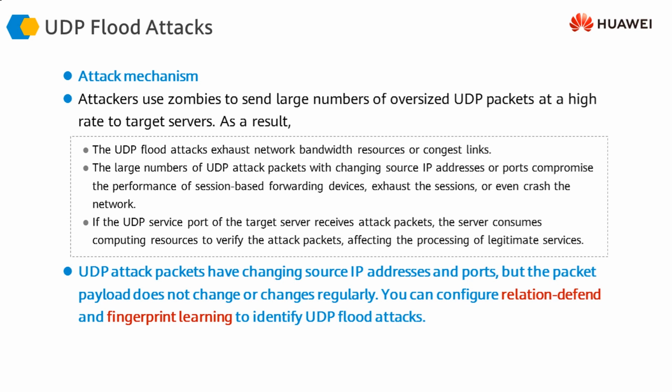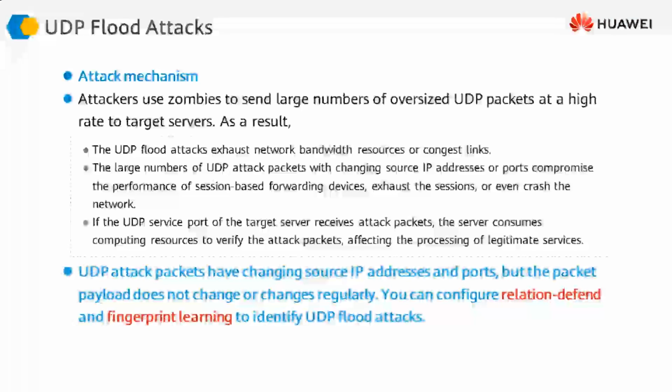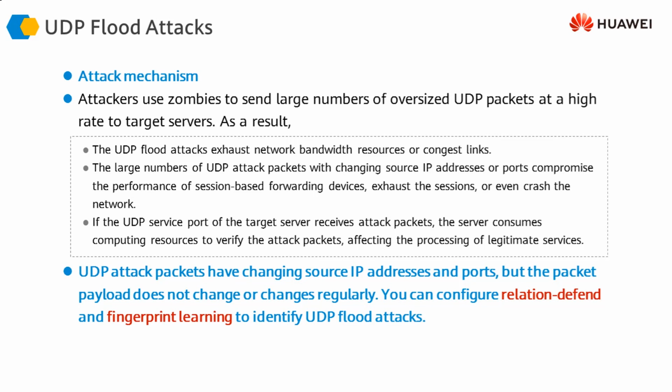What the UDP flood attack does is that the attacker is going to generate a lot of large-sized UDP packets, and those UDP packets are going to generate a lot of traffic on the network, and they are going to require a lot of resources to be consumed by the servers to process those requests. In order to defend our network and our infrastructure against UDP flood attacks, we can either use a relationship defense mechanism, or we can use fingerprint learning on the firewall to protect the network against these attacks.